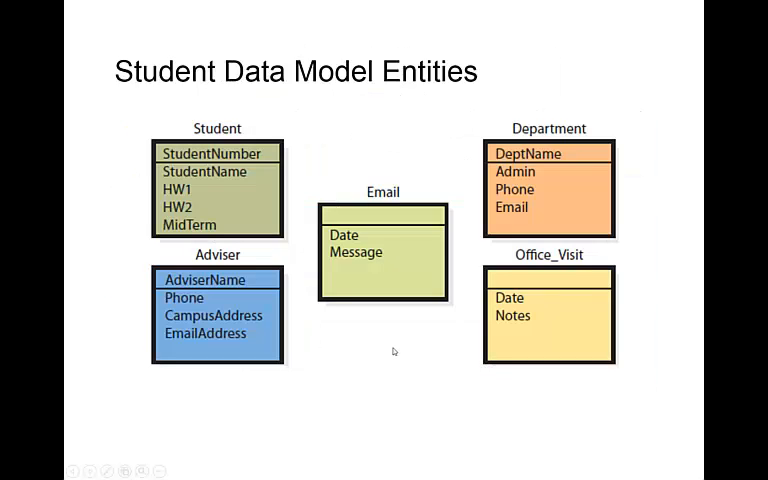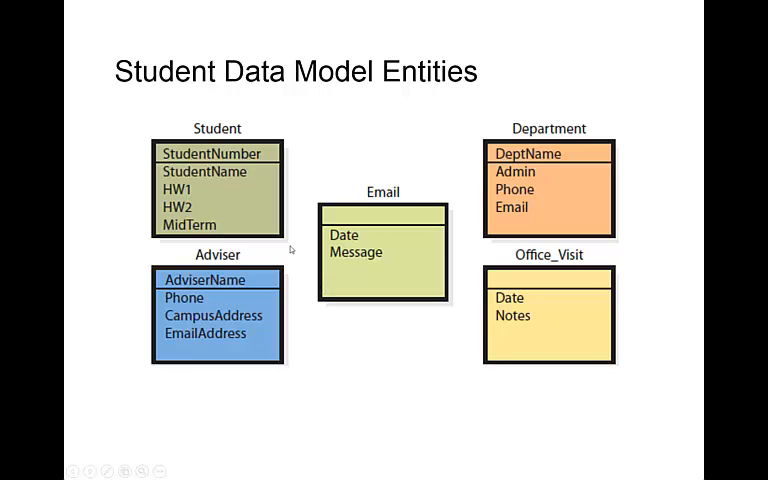So, for an example here, if we're looking at a database for students and their advisors, it might look something like this. You might identify students, advisors, email, departments, and office visits. Now the office visit is an interesting one because that's really more of an activity, right? The visit is a verb, but you can specify specific instances when they did visit and record something about it. So that's why it's listed as a separate entity. But the rest of them are pretty obvious.